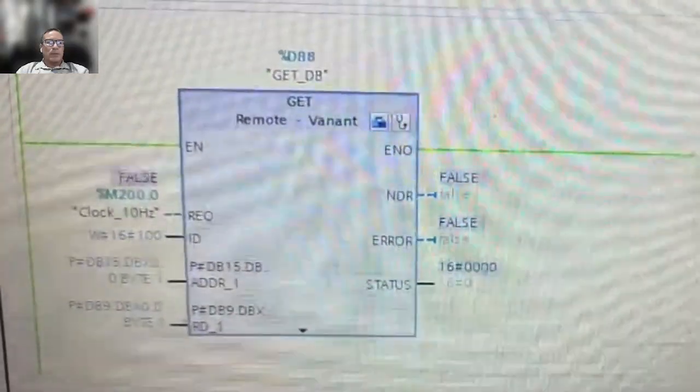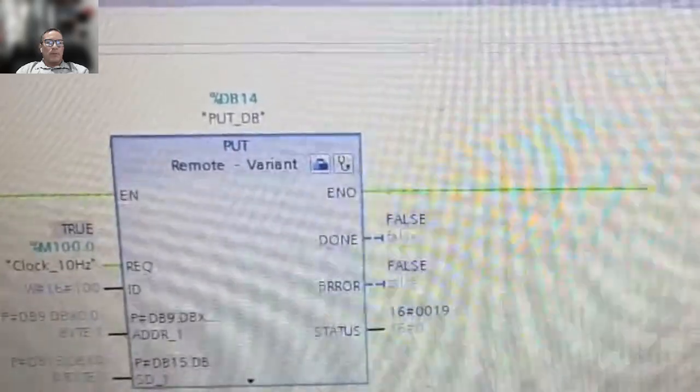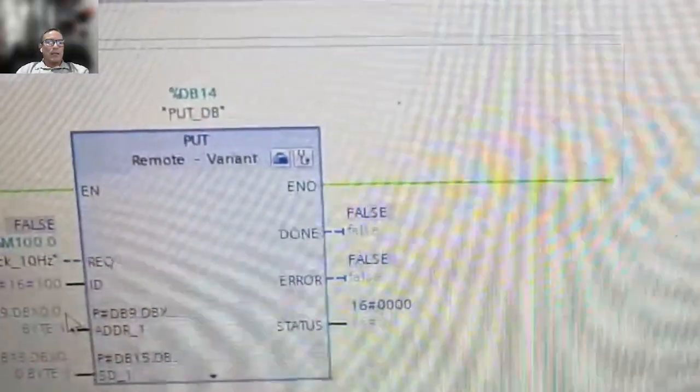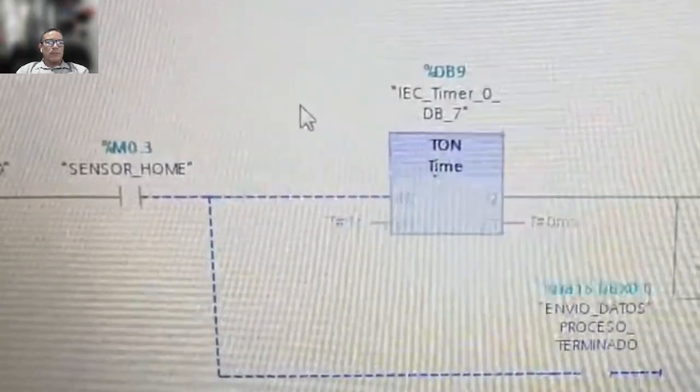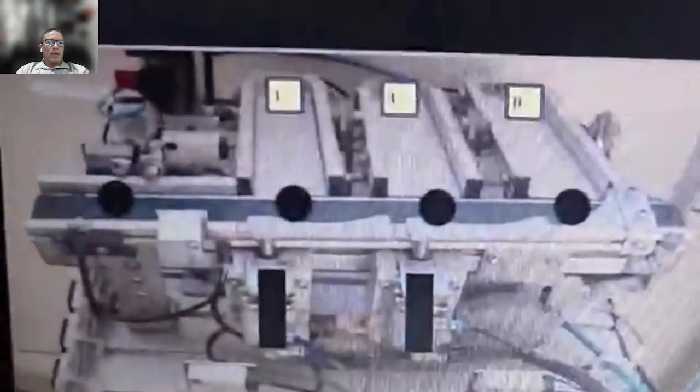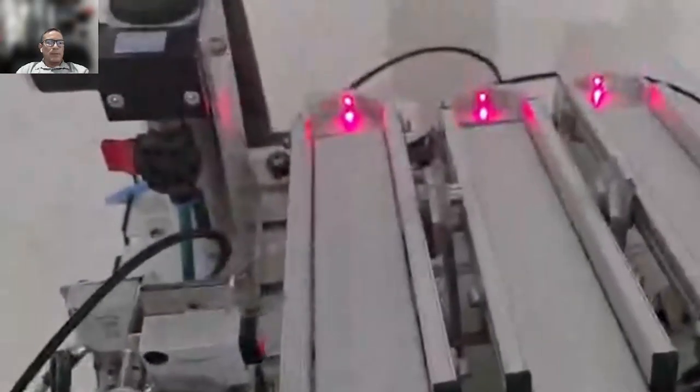Each cell has sensors and architecture that control the movement of the pieces throughout the process. The control logic is programmed in TIA Portal and is executed by a PLC. The PLC receives the signal from the sensor and activates the corresponding output. During this process, the pieces move from one section to another while both cells' operation and connection are sequenced.